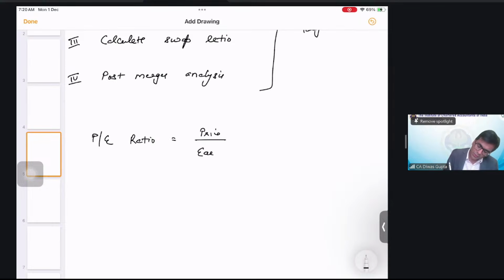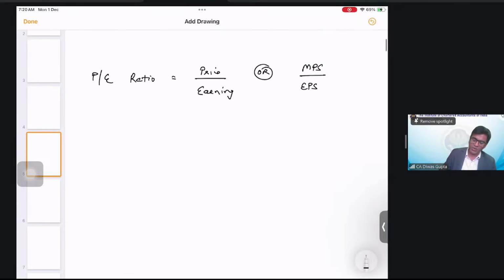So P ratio is what, students? Price by earnings, right? Or we can also say market price per share divided by the earnings per share. So P ratio is actually the multiple at which your share actually trades in the market. Multiple of what? Multiple of your earnings. If it is 7 times, that means if you earn 1 rupee, your market price will be 7 rupees. Okay, so the P ratio is that multiple.